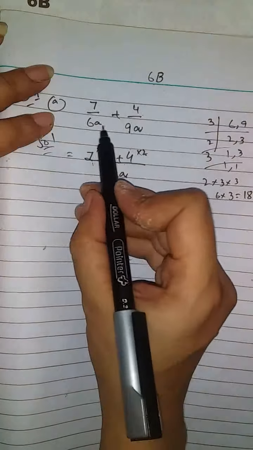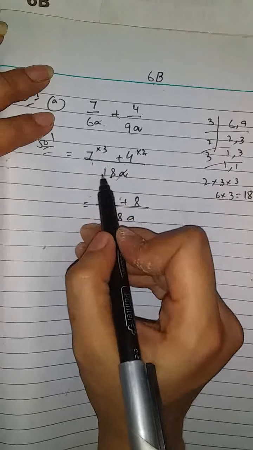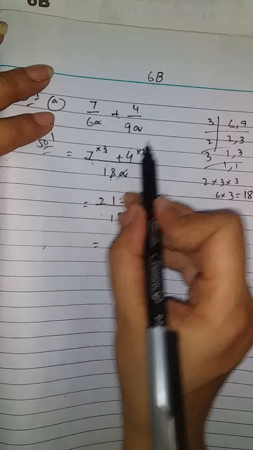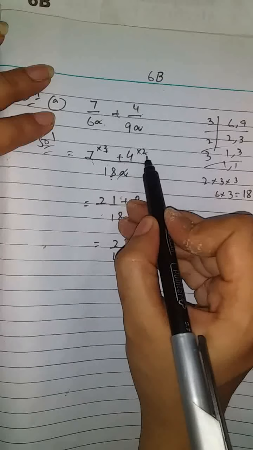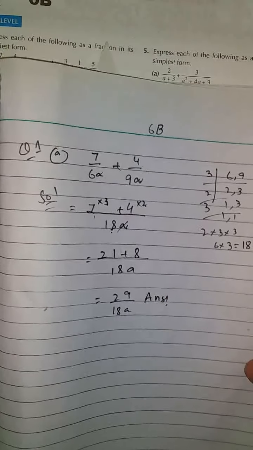These a's and these a's are the same, that's why they are cancelled. 6 1s are 6, 6 3s are 18. Similarly, these a's are cancelled. 9 1s are 9, 9 2s are 18. After this, now you come on to the B part.